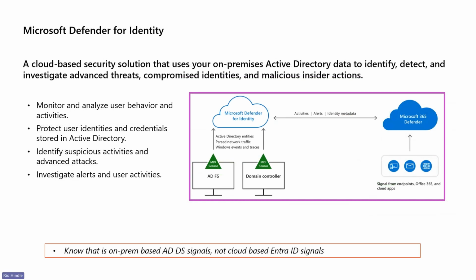Defender for Identity is a cloud-based security solution. It uses on-prem AD domain services signals to identify, detect, and investigate advanced threats, potentially compromised identities, and malicious insider actions directed at your organization. It covers three key areas, one being monitoring profile behavior and activities, two being protecting user identities and reducing attack surface, and three being identifying suspicious activities and advanced attacks across the cyber attack kill chain. So that's Defender for Identity.